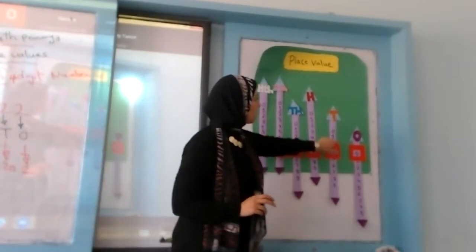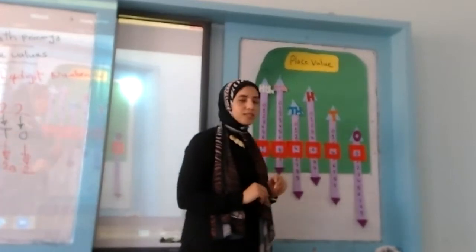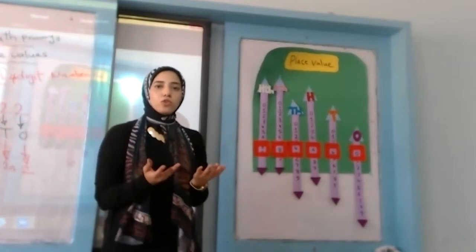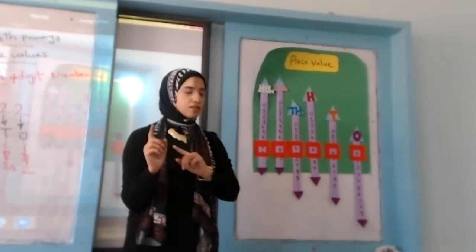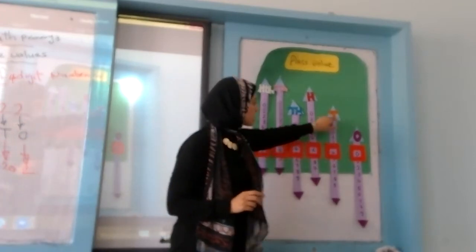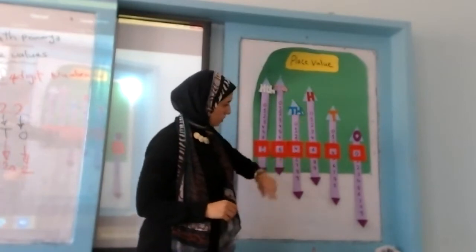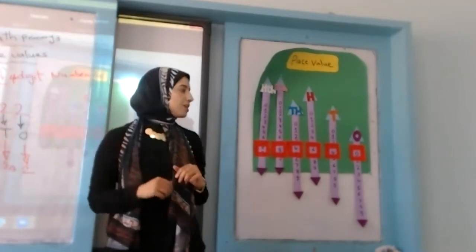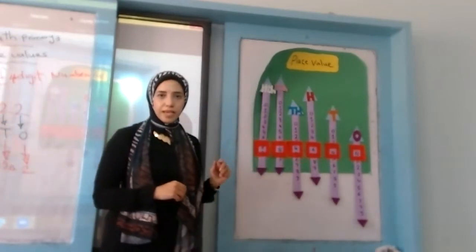But I have four in the tens place. What's the value of the four in the tens place? 40. Why 40? Because every block of 10 equals one ten, so I have 4 blocks of 10, so it's 40. What's the value of 6 in the hundreds place? The value of 6 is 600.